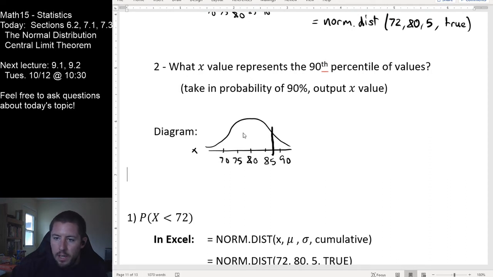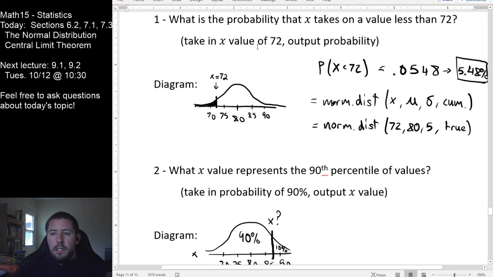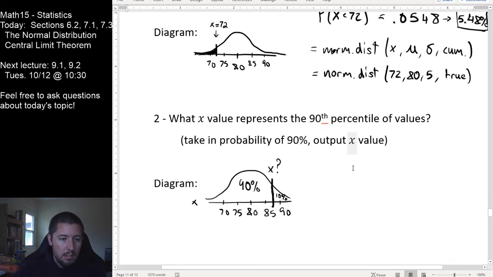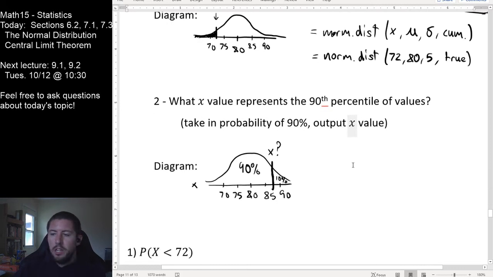Again, we're picturing here that this should be 90% and that this should be 10% over here. We want to know what x value gives us 90% below and 10% above. What's really important to notice is that in the previous problem we took in an x value and spit out a probability. In this one we're taking in a probability and spitting out an x value. We're doing the backwards computation, also known as an inverse computation.